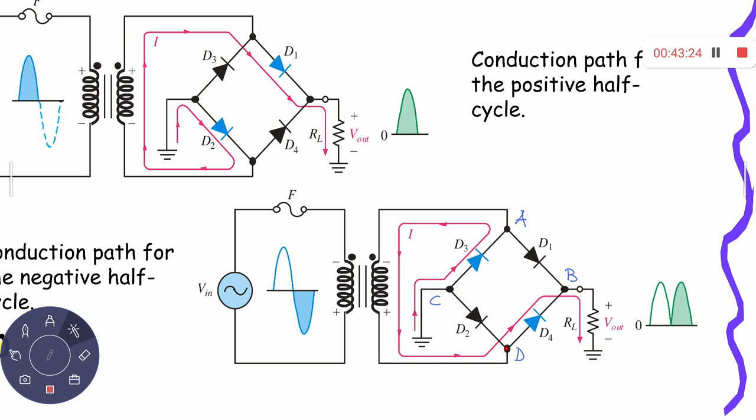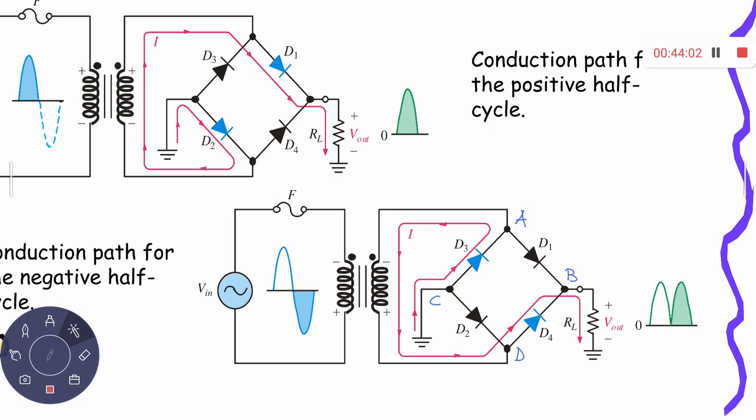Now, out of these two, D4 and D2, which diode will conduct during the negative half cycle? D4, because the anode is at higher potential and the cathode is at ground. Here the anode is at ground. So D4 will be on. Current will flow through this. Once again, visualize that RL is connected between B and C. So this, then this path, and then through D3. This is the flow of the current, like this.